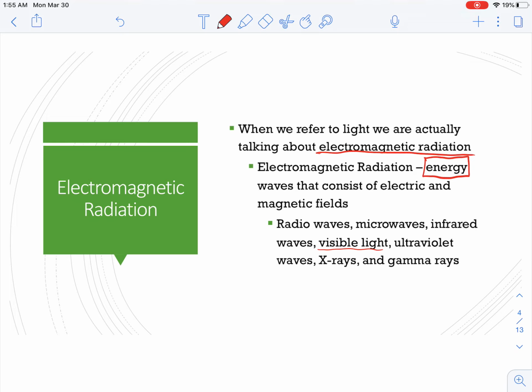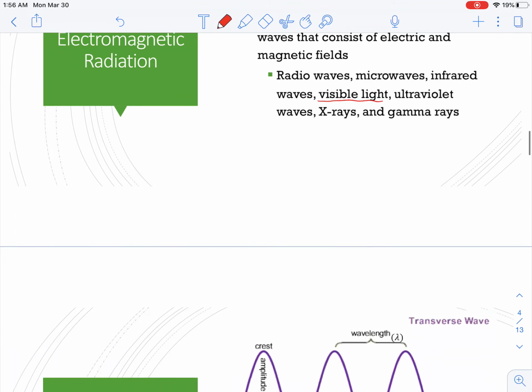While visible light is the most common thing we think about when we refer to light, we also have to include in this new definition of electromagnetic radiation things such as radio waves, microwaves, infrared waves, ultraviolet waves or UV rays, X-rays, and gamma rays. All of these various types of waves are going to be light, pieces of our electromagnetic radiation.